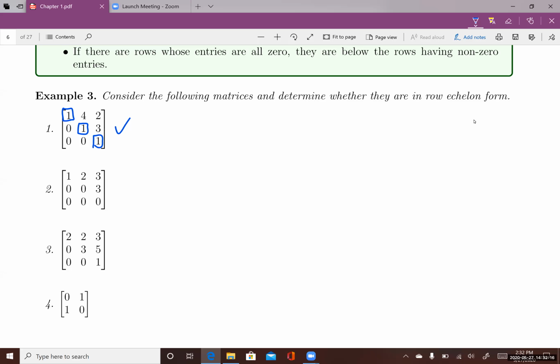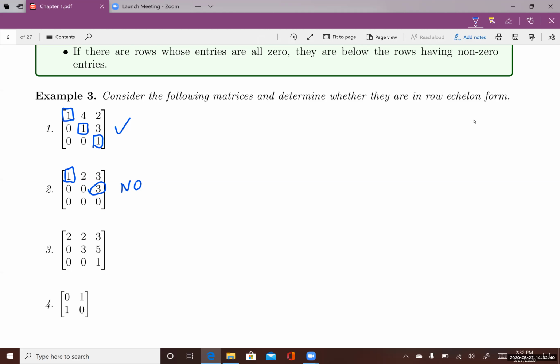And then you look at the second matrix. Yes, the first non-zero entry of the first row is 1, which is good. But then here on the second row, the first non-zero entry is not 1, it's 3. So no, it's not in the row echelon form. Okay? So the second condition is violated.